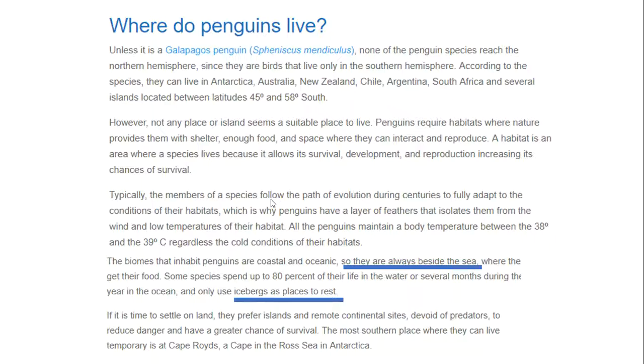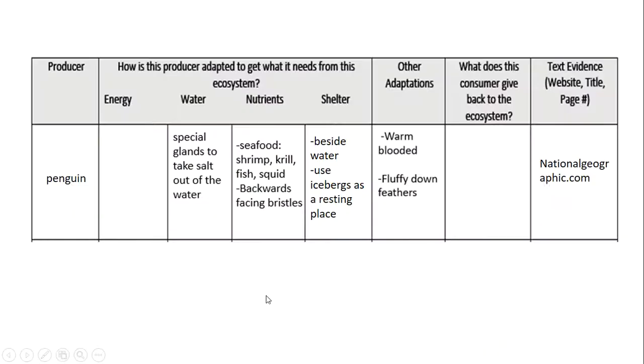So the next thing I have here, this heading is where do penguins live? And as I read through, this was giving me information about the ecosystem, which I already know. But down here, I noticed that it said penguins always live beside the sea where they can get their food. And 80% of their life is in the water or several months during the year in the ocean. So that's not a lot of time living in a shelter, but I did see they use icebergs as places to rest.